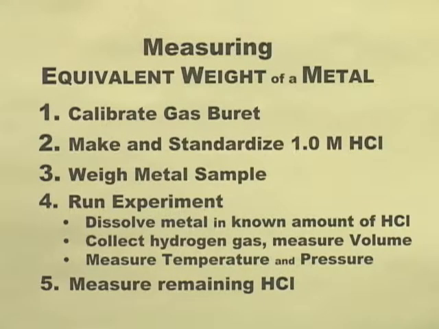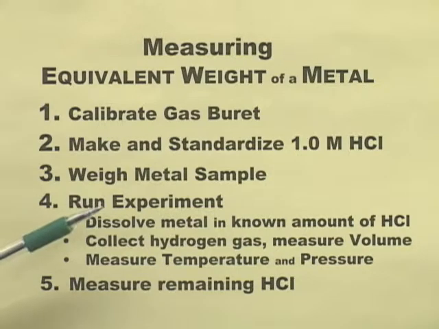Let's get back to the experiment. The procedure for measuring equivalent weight requires some preparation before you can actually start. First of all, you must calibrate a burette so it may be used as a gas burette. Next, you will make and standardize some 1 molar HCl by diluting 6 molar HCl. To start the experiment, you must weigh the metal unknown sample. Make sure you do not make a mistake here. You may want to do this a couple of times because this is a very important measurement.